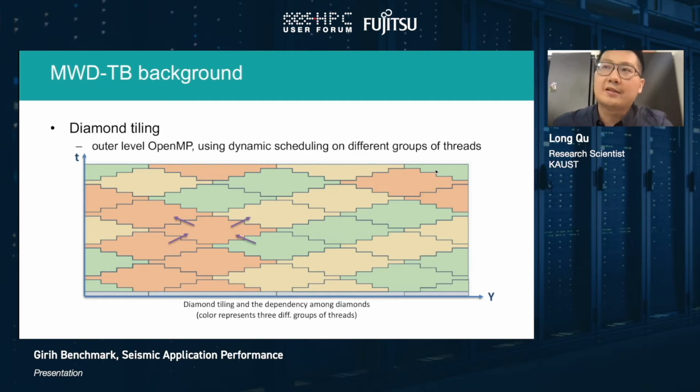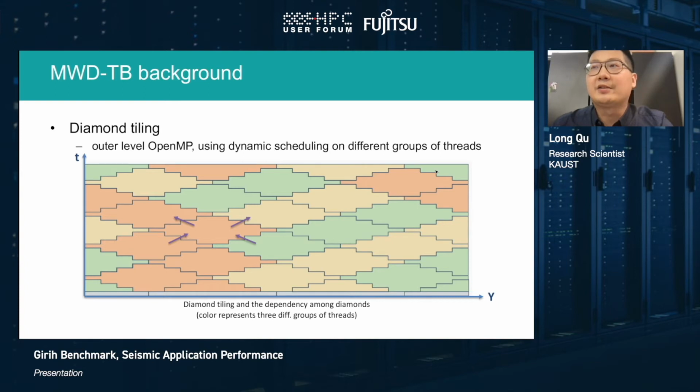Diamond tiling is a well-studied temporal blocking technique. The figure here illustrates its basic idea in its application to a 1D grid. The horizontal axis Y is the 1D domain. The vertical axis is the time step axis. Each diamond tile has a dependency on the 2 tiles below, as indicated by the arrows.